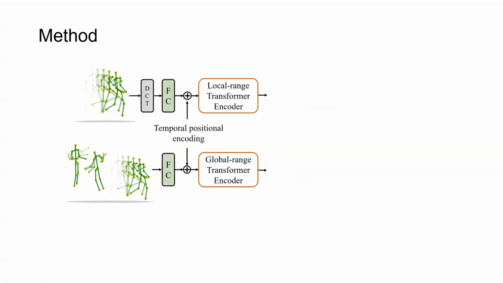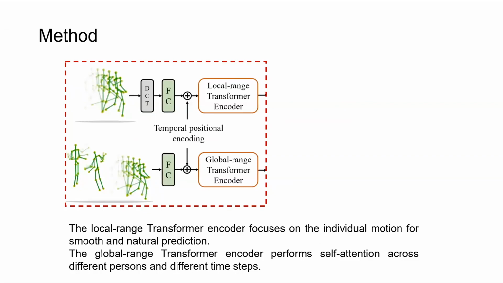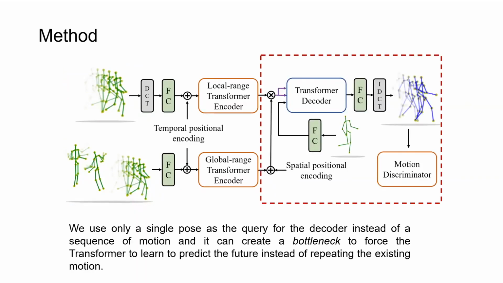We use a local range transformer encoder focusing on the individual motion to generate smooth and natural prediction. We use a global range transformer encoder to perform self-attention across different persons and different time steps. This is for modeling the global interaction. And we use only a single pose as the query for the decoder instead of a sequence of motion. This could create a bottleneck to force the transformer to learn to predict the future, instead of repeating the existing motion.